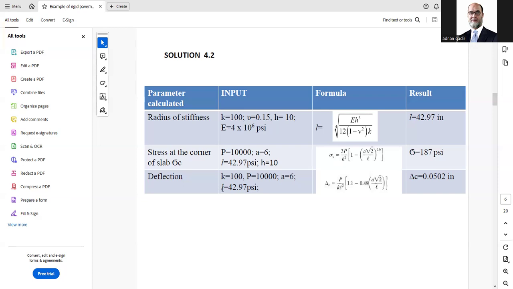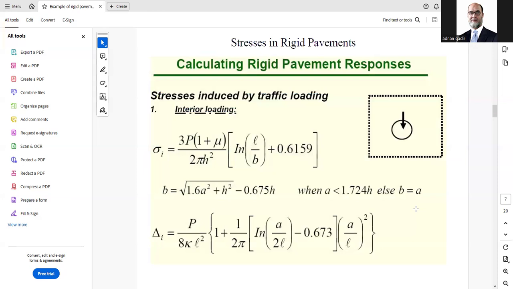For deflection, we need P, the K value, and the stiffness value, and there we find the deflection at the corner is 0.05 of an inch. We now go to another problem. This is the stress due to loading.